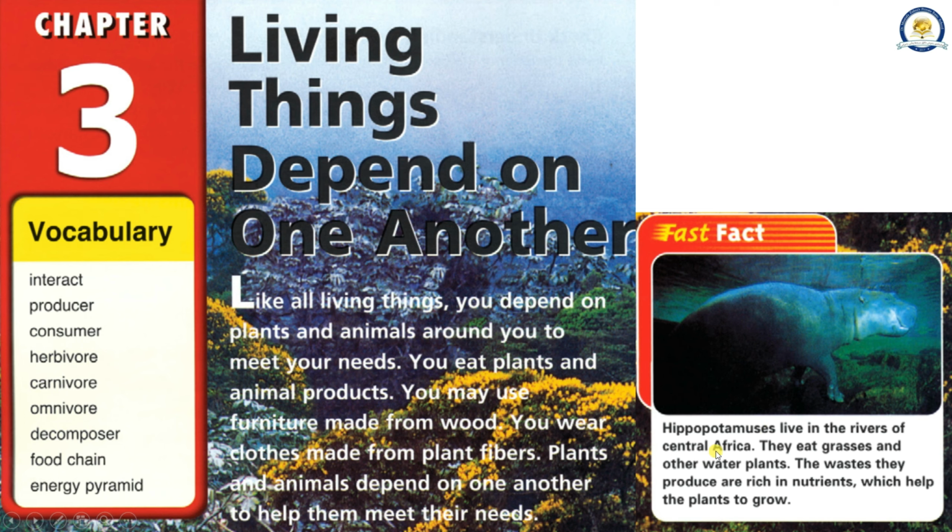Hippopotamuses live in the rivers of Central Africa. They eat grasses and other water plants. The wastes they produce are rich in nutrients, which help the plants to grow.